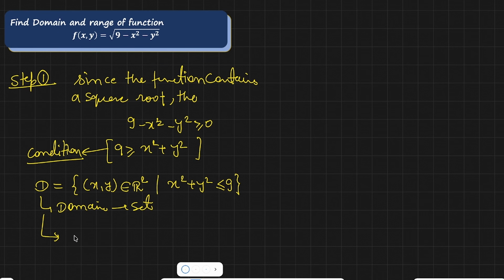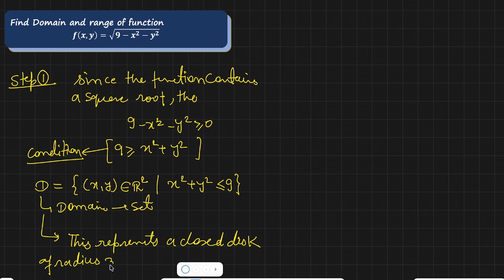So basically this represents a closed disk of radius 3. Now we'll ask, what do you mean by a closed disk? Just try to understand. Let's say I have this disk here.